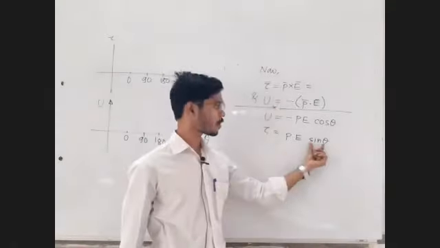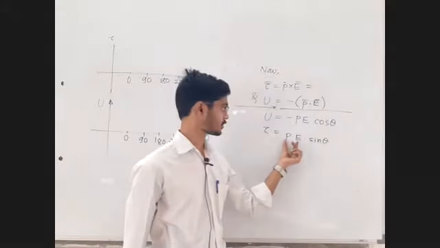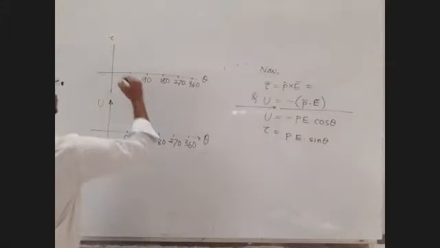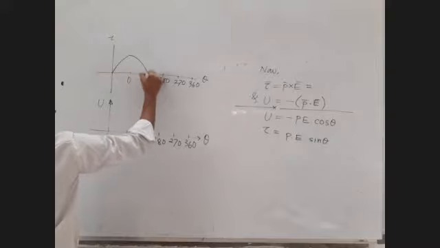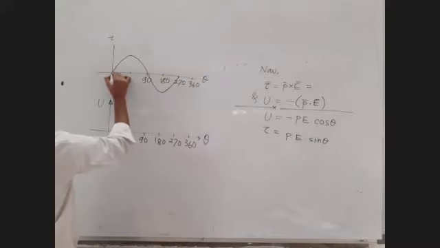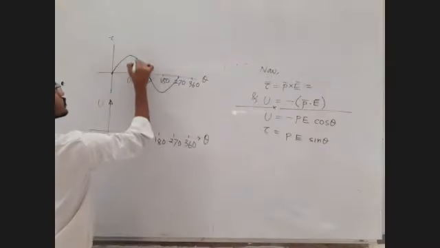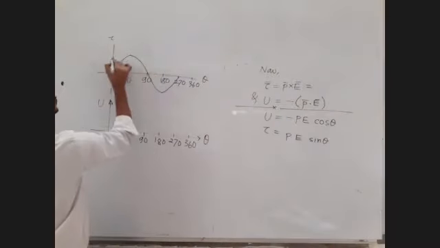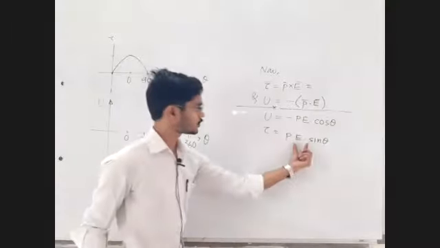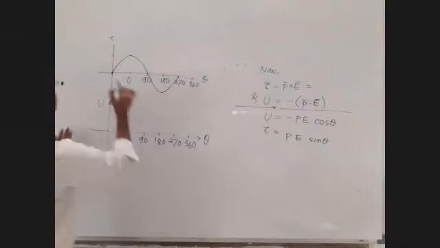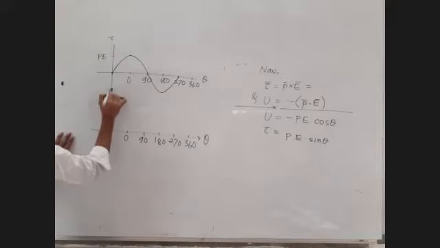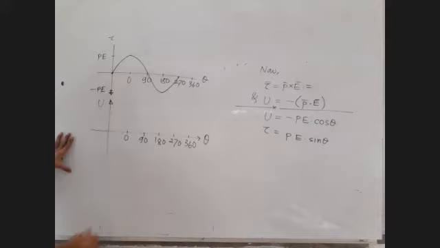torque is the graph of sine and the coefficient is positive. Graph of sine, 0, plus 1, 0, minus 1, 0. What is the coefficient for the torque? P. Here it will be minus P. Torque is a vector, so the minus sign is just for the sake of direction.